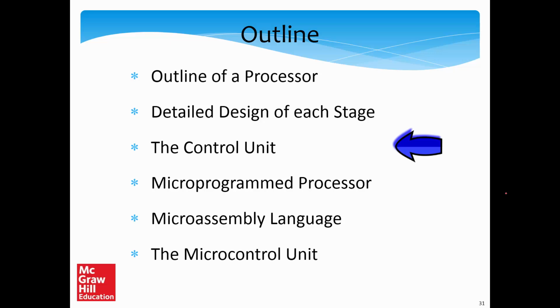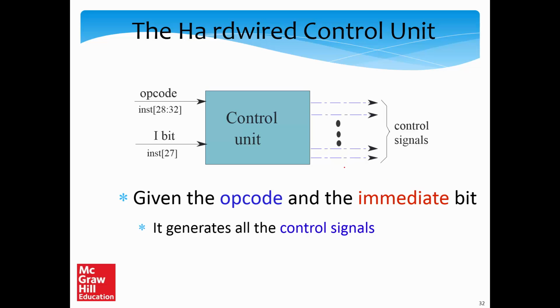Let us now take a look at the design of the control unit. The control unit is very simple. It's a piece of logic. The inputs to the control unit are the 5-bit opcode, which is bits 28 to 32 in the instruction, and the immediate bit, which is bit number 27. The outputs are all the control signals that we would require. Basically, given the 6-bit input, the 5-bit opcode and the 1-bit immediate bit, it generates all the control signals.